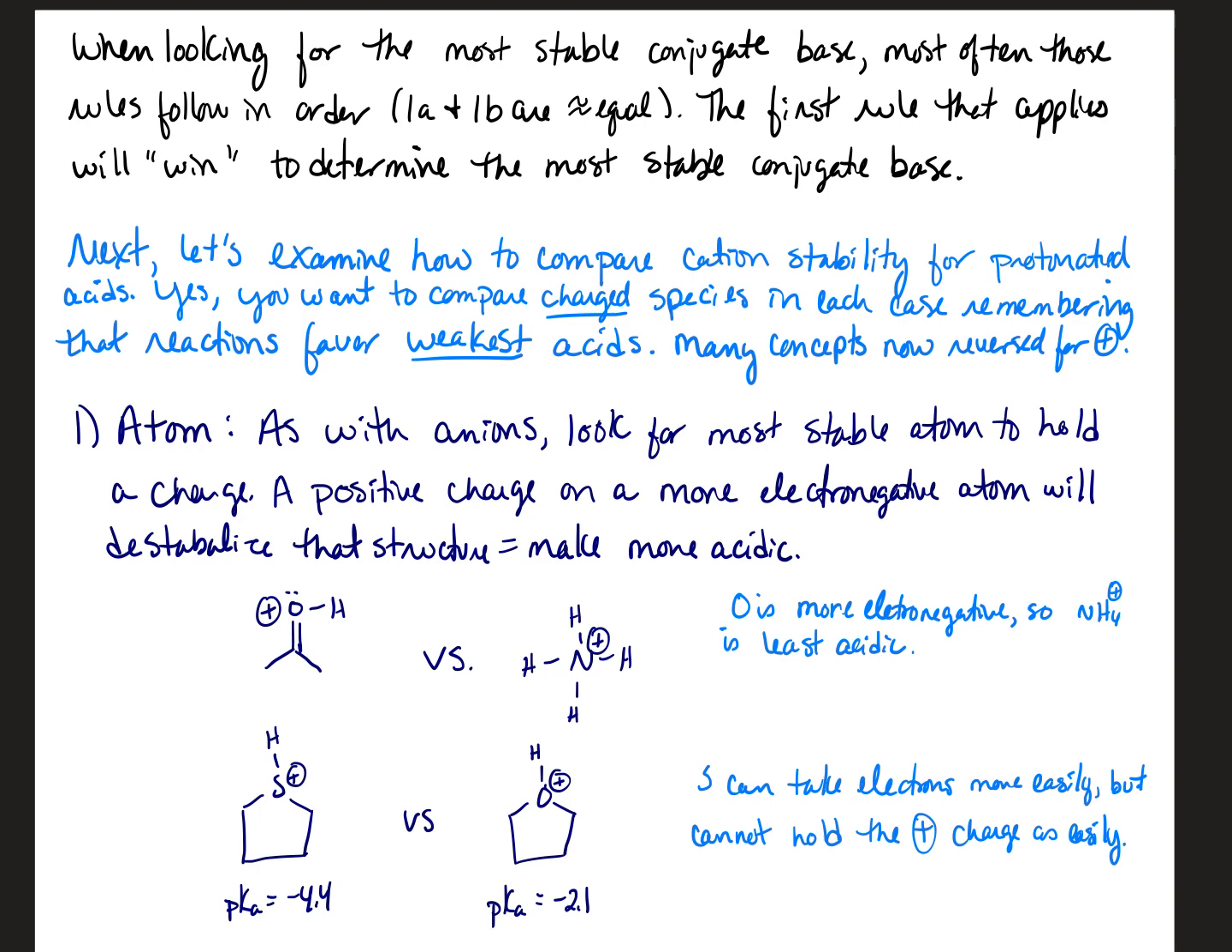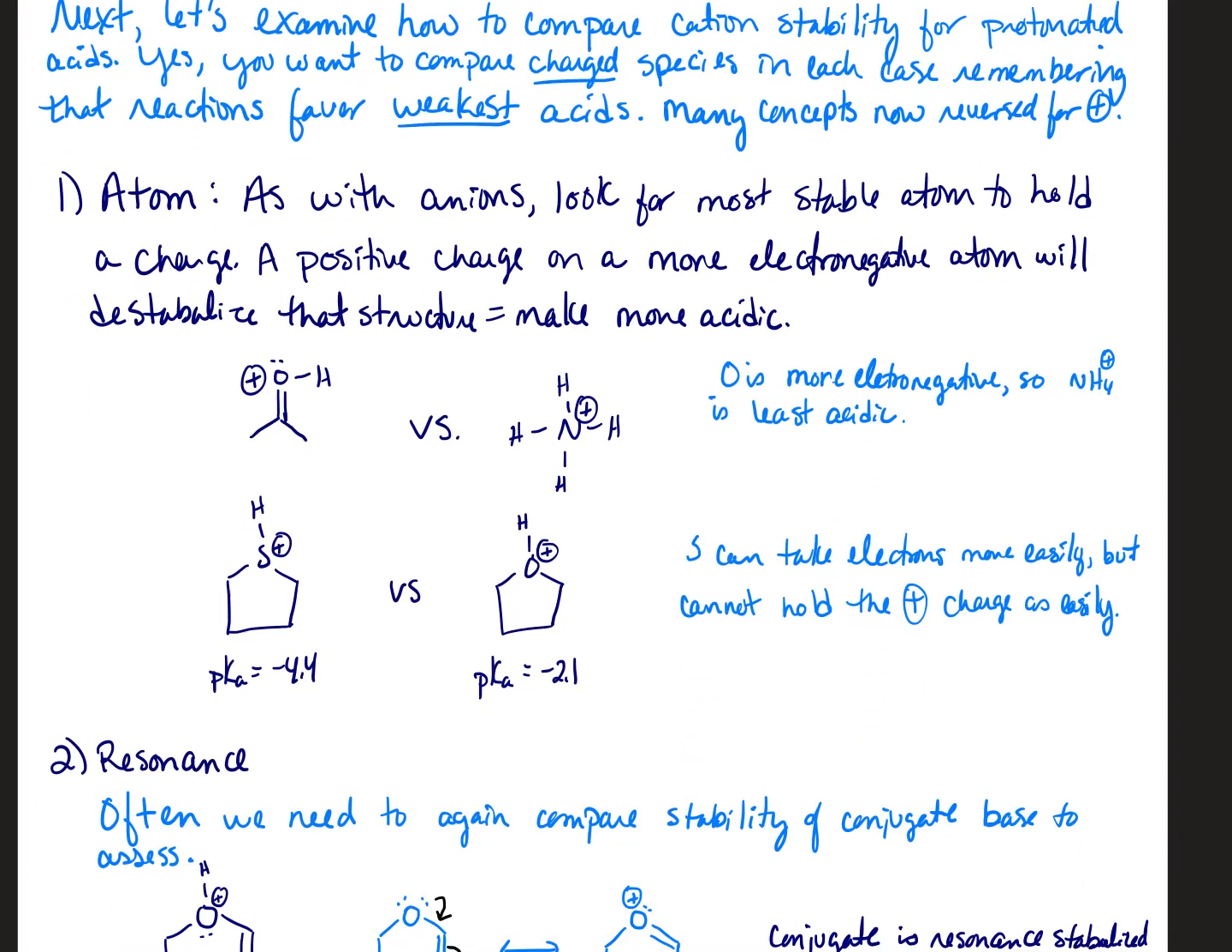Okay, so you just basically go through those rules, and the first one you get to where there's a change, that's the one that will tell you which one has the most stable conjugate base and therefore is the most acidic acid. So next we need to also look at what happens when we have cation stability to consider. We go through the same types of things. You want to compare, most of the time, the charged species. And remember that reactions will favor the weakest acid. So a lot of these things are going to be reversed.